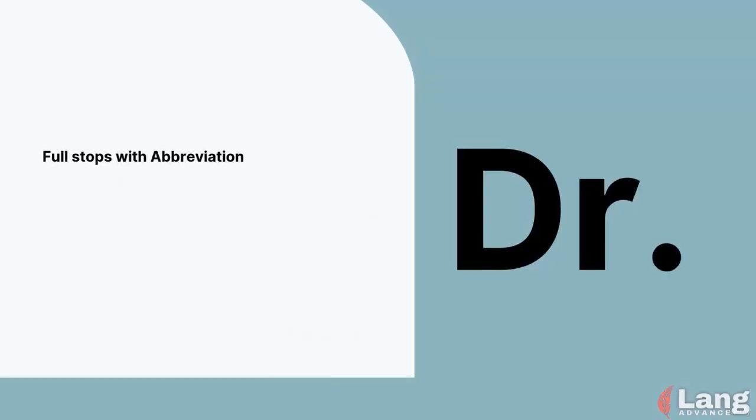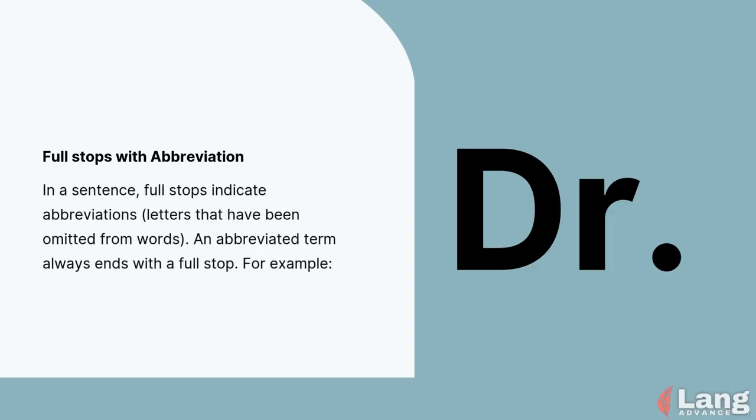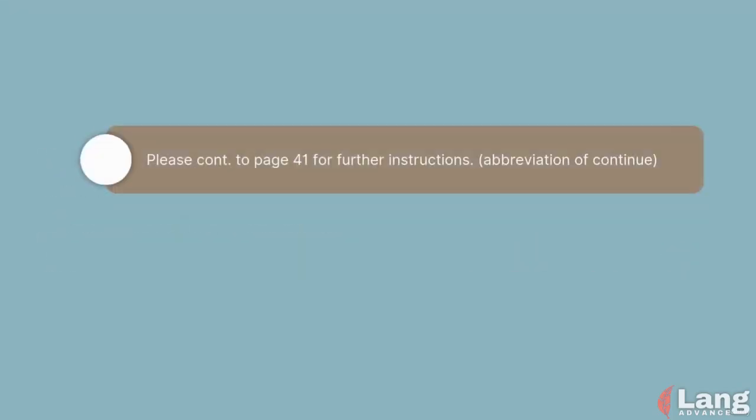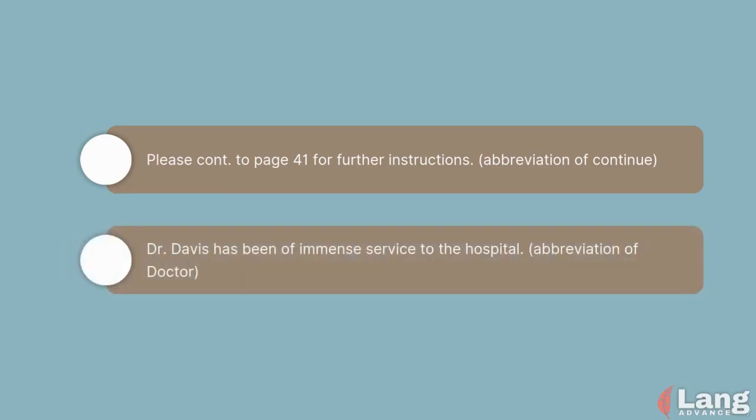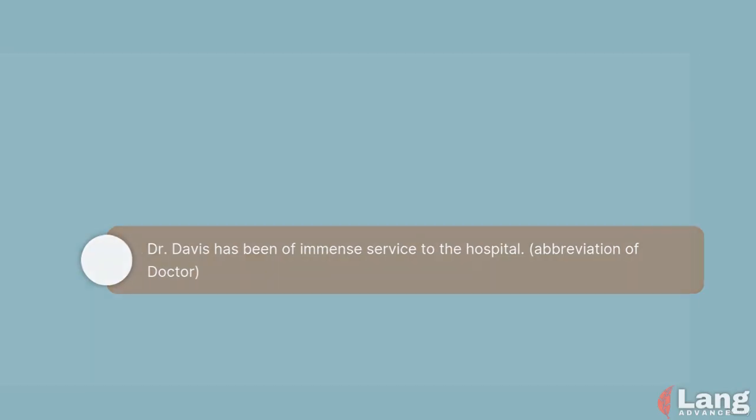Full stops with abbreviation. In a sentence, full stops indicate abbreviations, letters that have been omitted from words. An abbreviated term always ends with a full stop. For example, please continue to page 41 for further instructions. Dr. Davis has been of immense service to the hospital.